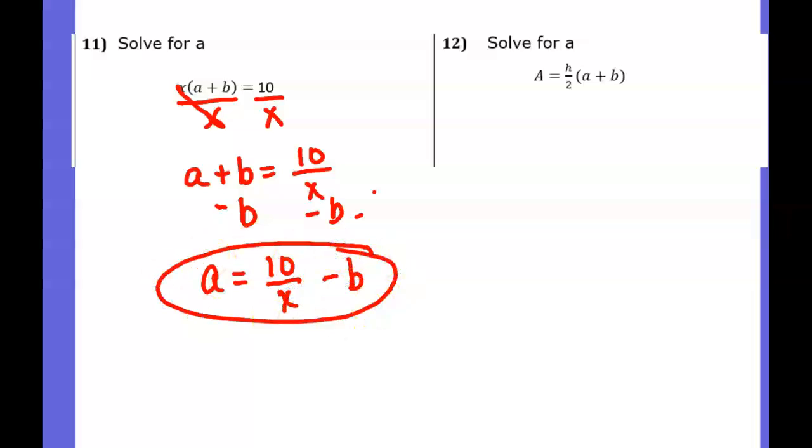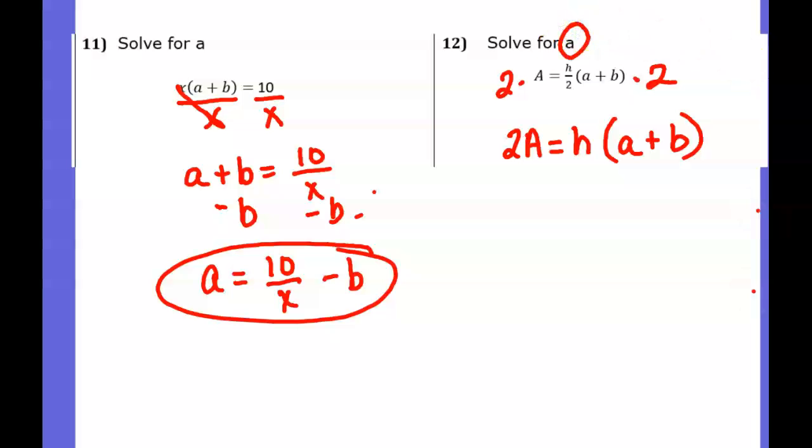Okay. Number 12. We've got our fraction again. So we can start out and multiply both sides by 2 to get rid of that fraction, because remember, we don't want to distribute it. When we do that, we get 2 capital A is equal to h times a plus b. Notice here's an example where we have an uppercase A and a lowercase a. They're totally different variables.